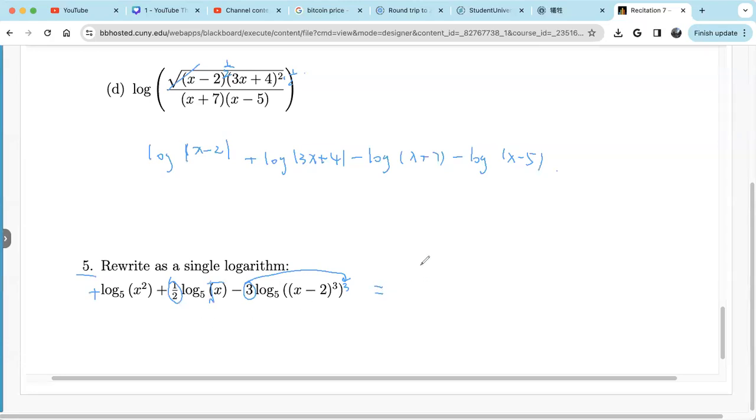So we can write all of this as log base 5, we just have to write it once. The numerator has x squared, and the half goes to the exponent of x, so that's just the square root of x. Then in the denominator, we have x minus 2 raised to 3, then raised to 3 again. 3 times 3, that's raised to 9. And that's it. So that's recitation 7.